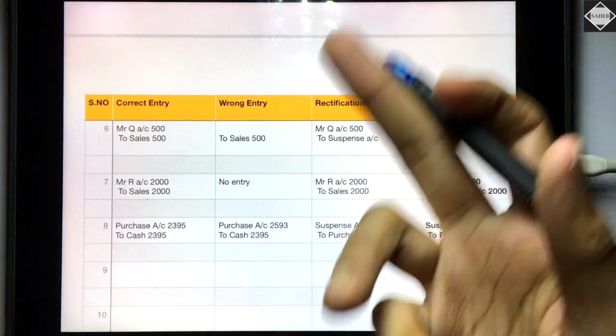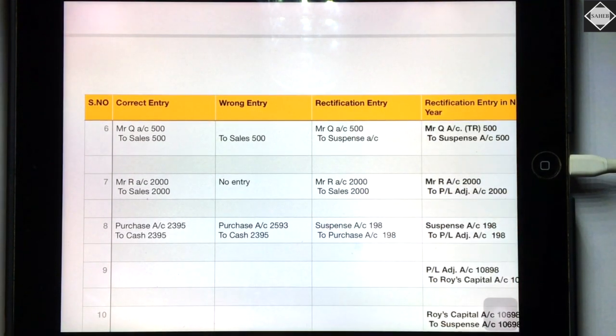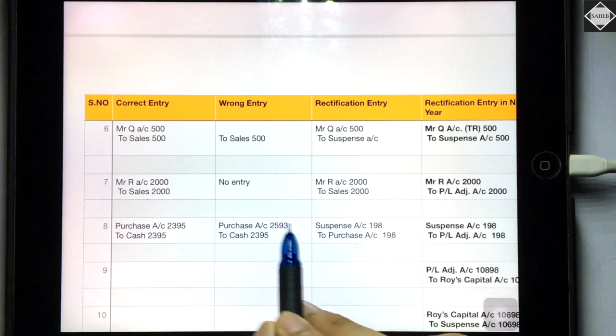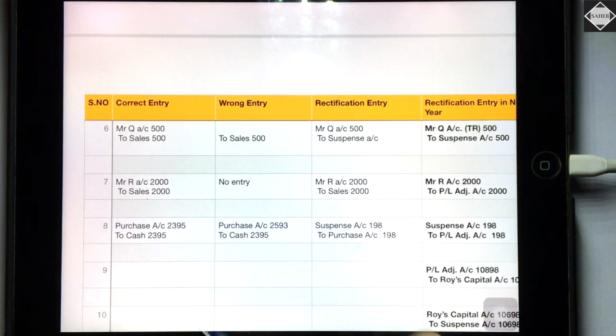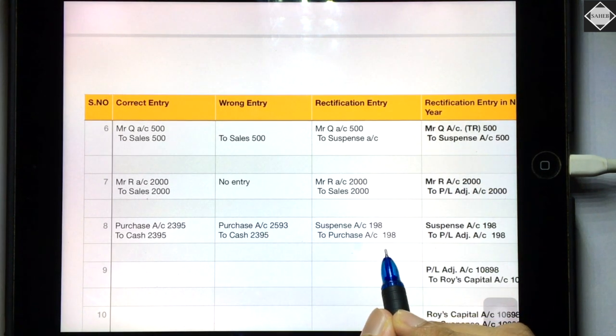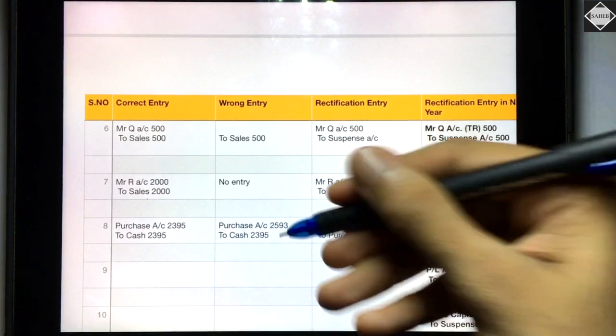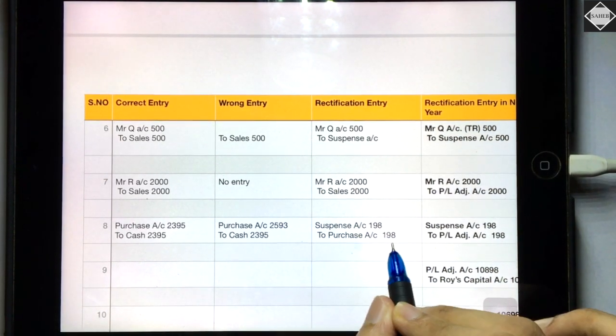Purchase account is more than what it's supposed to be. Simple. Just reverse that by the differential amount. Here you have 2395. Here you have 2593. The difference, it is more by how much? By 198. So just reduce the purchase account by crediting it, because you all know purchase account has a debit balance. To reduce, you have to make a credit.